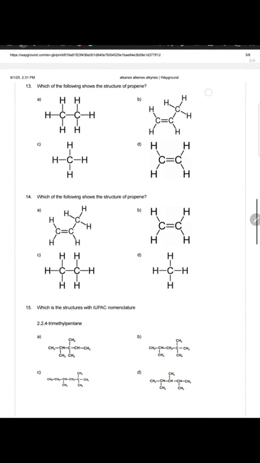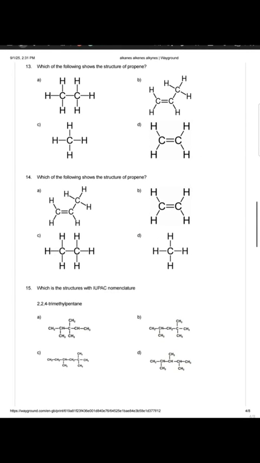So let's see number 13. It says, which of the following shows the structure of propane? Propane is 3 carbons with a double bond. So we're looking for 3 carbons with a double bond. So that is 1, 2, 3. So that is the correct one. Every other one has 1, 2, 2, but this is the one that has 3 and a double bond. A propane as well, similar question. So the same thing we're going to look for, and that is going to be A.